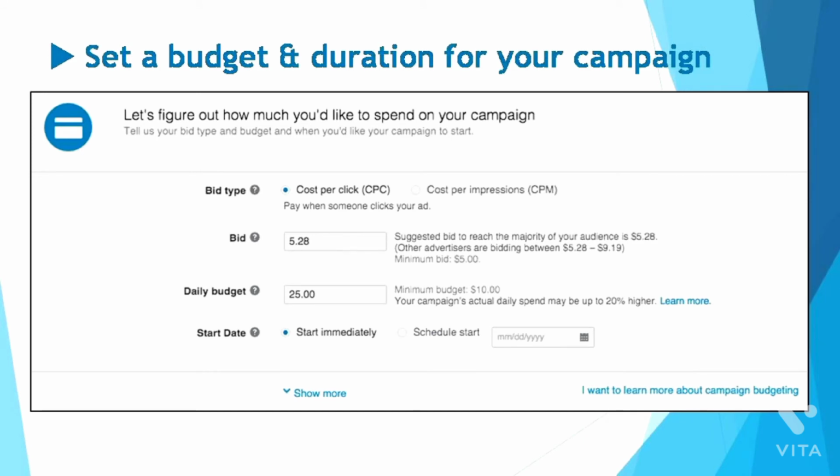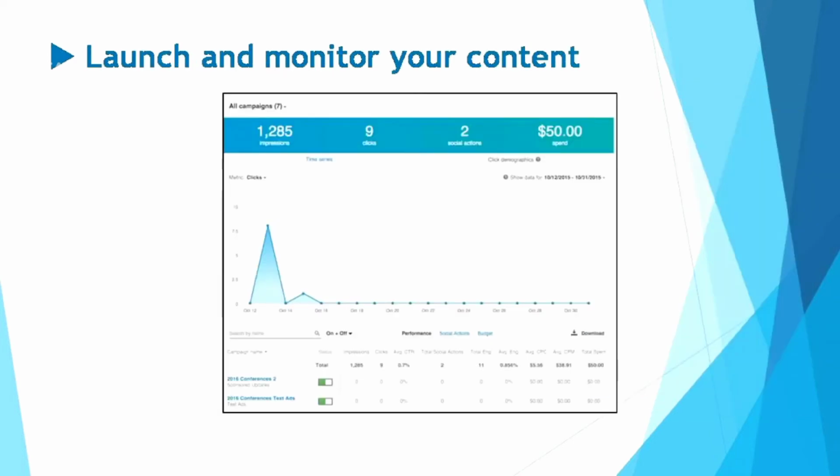You're allowed to select one of two different bid types, CPC, which stands for pay when someone clicks on your ad, or CPM, which stands for pay when someone sees your ad. And from there, the Campaign Manager will suggest a bid and daily budget. You can also customize the start date of the campaign as you like. And you're done. Simply click and launch your campaign.